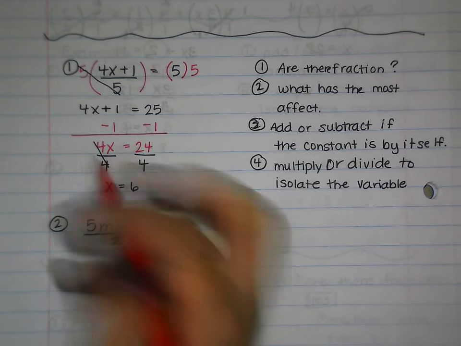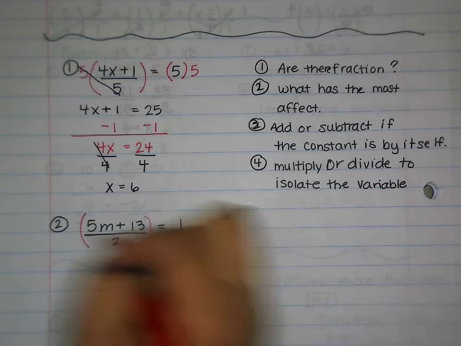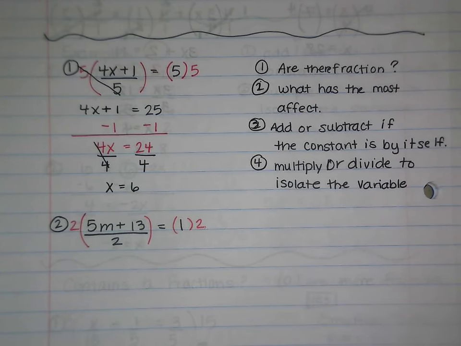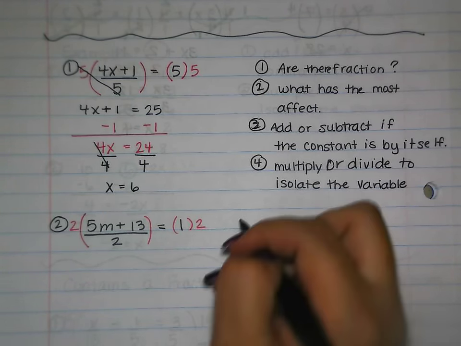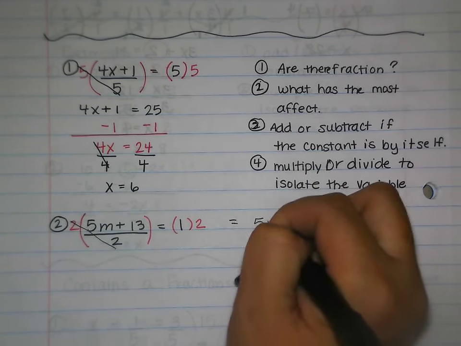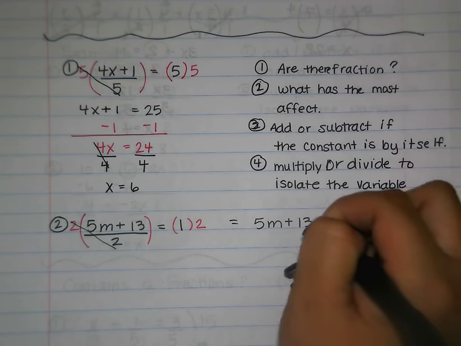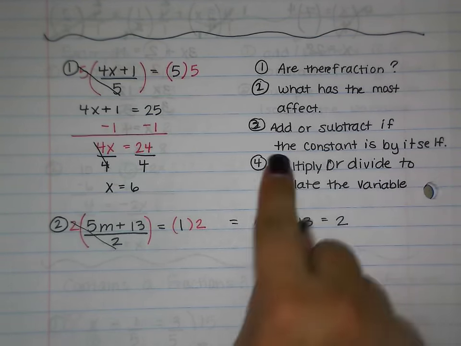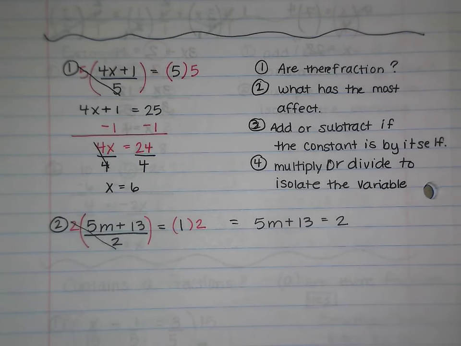So I'm going to multiply everything on the left and the right side by a 2 because, of course, what we do to one, we must always do to the other. That is going to make these two cancel, and that's going to leave us with 5m + 13 equal to 2.